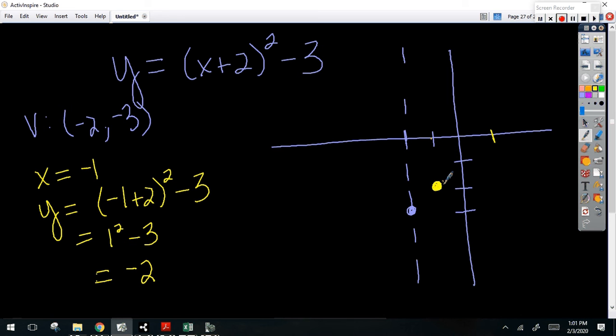Reflect and connect. Over 1, so over 1. Nice, pretty parabola.